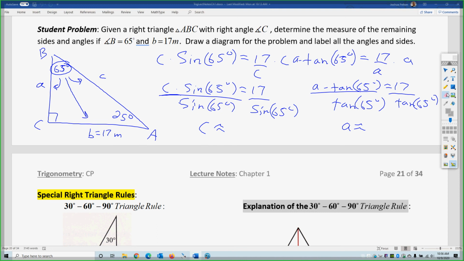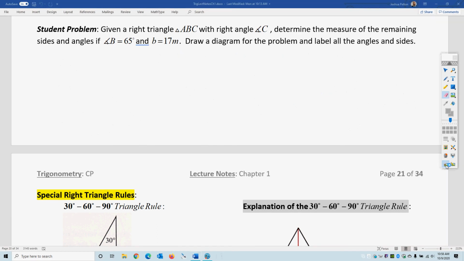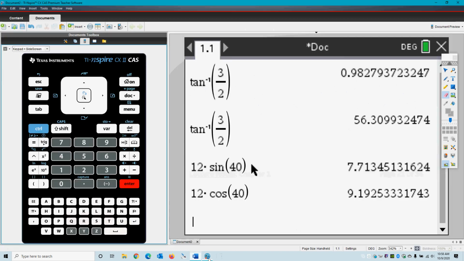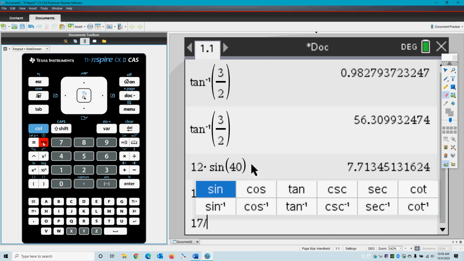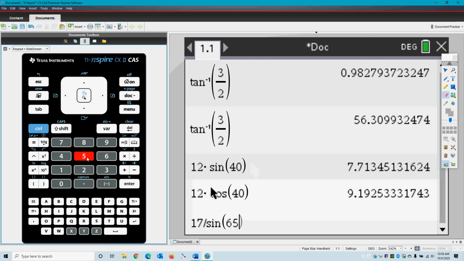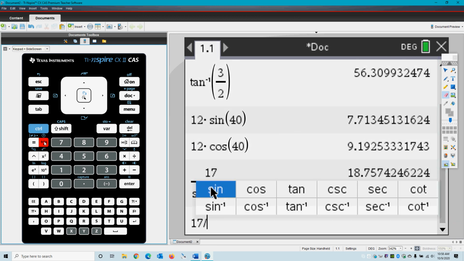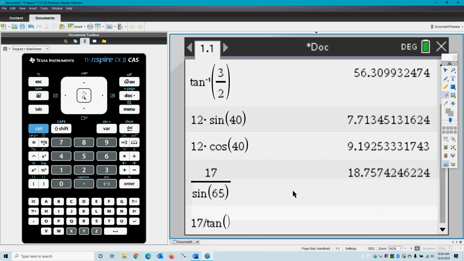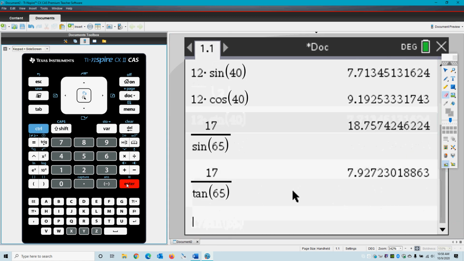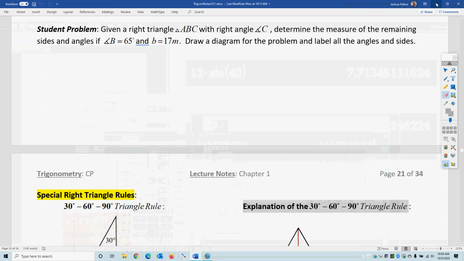Okay, so let's see what we get. We go to our calculator now. So 17 divided by the sine of 65, which is in degree mode, so we should be good here, and 17 divided by the tangent of 65. So we get 18.76 and 7.93 units in length for each of those sides. That is a sufficient answer for these here. And that is the end of part 1.